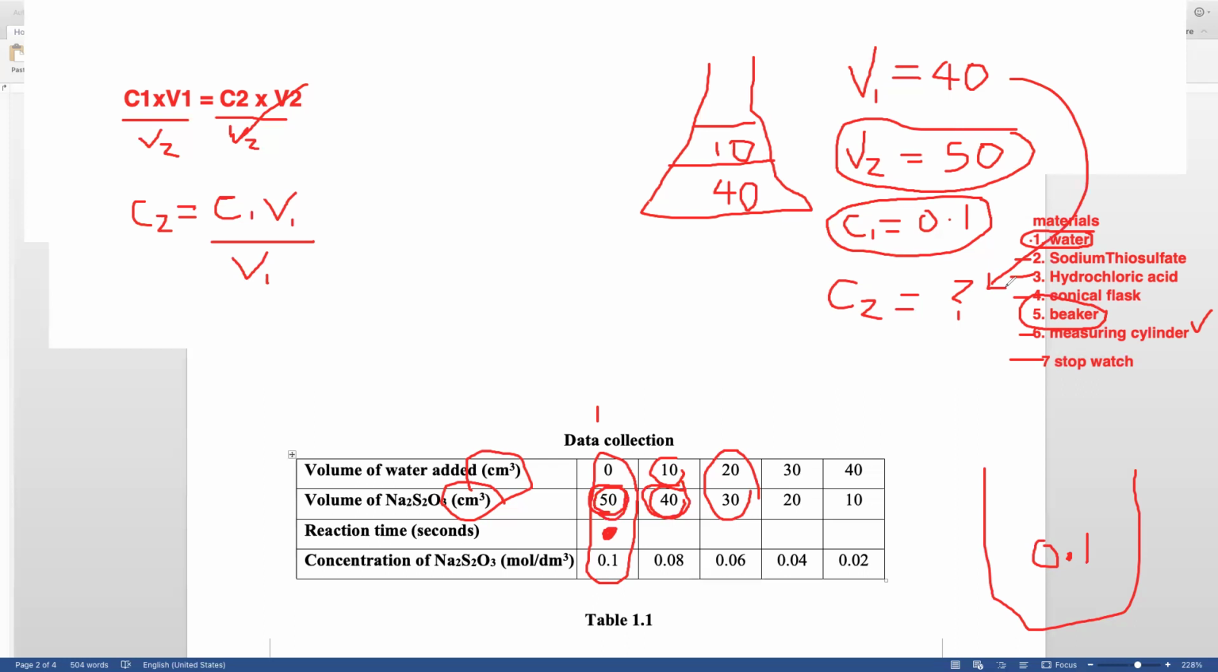This is a formula we're going to use across. Now, in as much as we are using this formula across, we need to bear in mind that the initial concentration is the same, and the final volume is the same. So finding concentration at a particular time, you are just substituting the value of the volume of sodium thiosulfate that you got. Let me say it again.